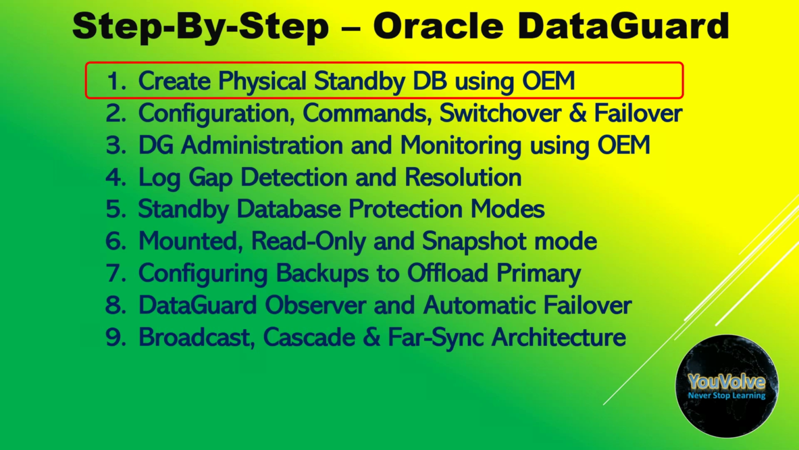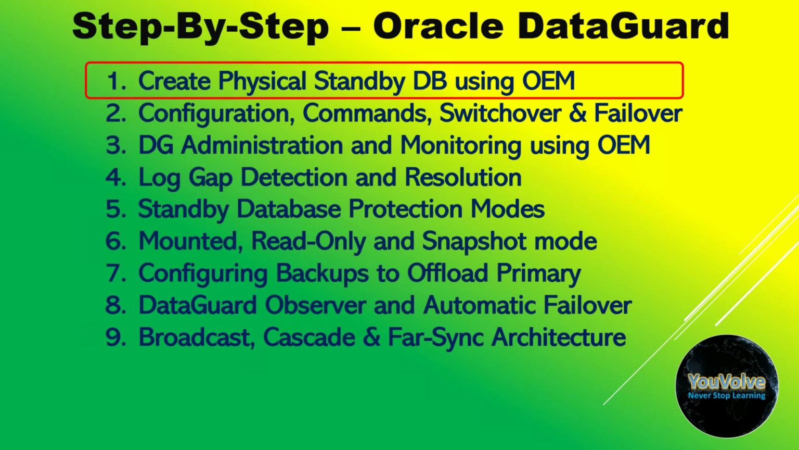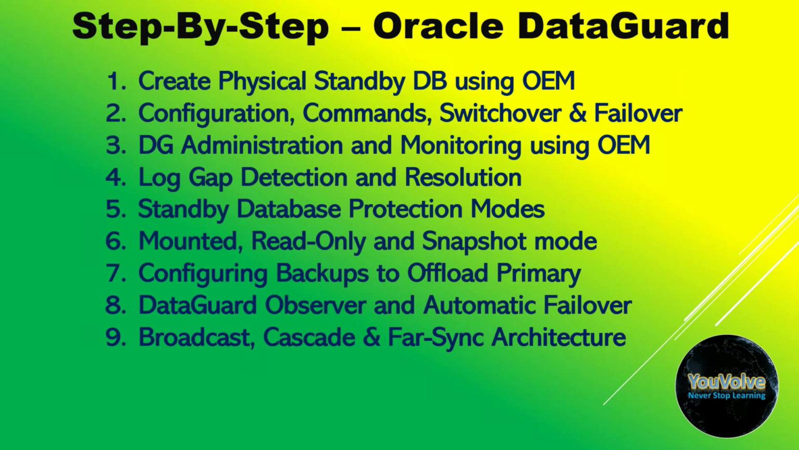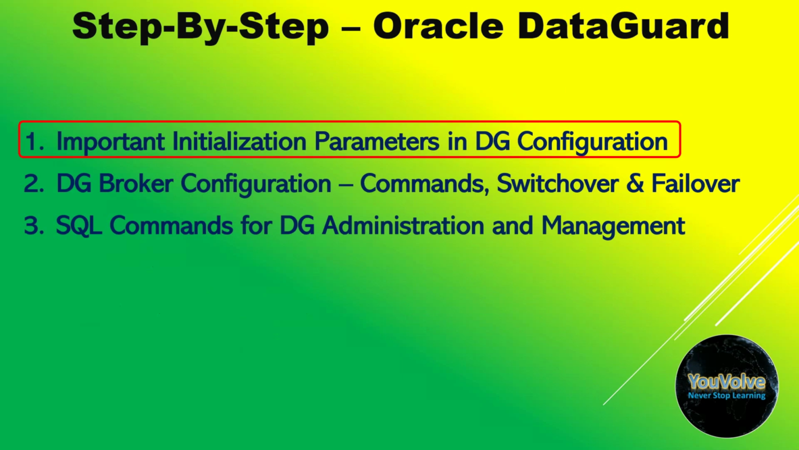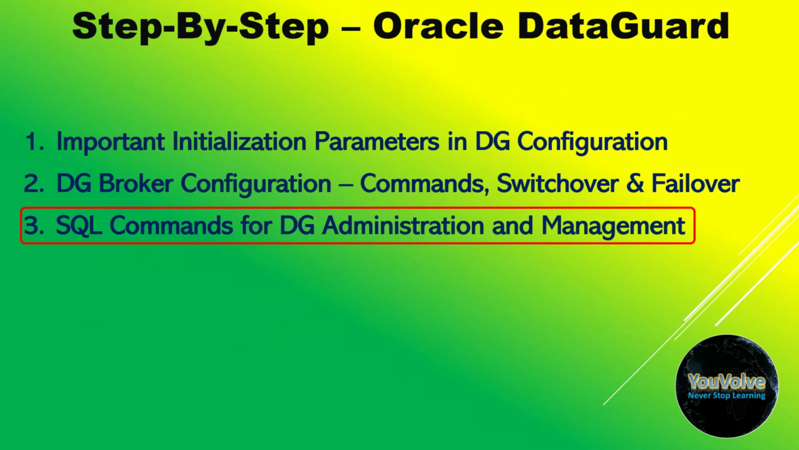In the last part, the physical standby database was created using OEM, which was mostly a quick and automatic process. Most of the things like the initialization parameters, service and listener configuration, DataGuard broker, etc. have been taken care of by OEM automatically, but to effectively administer a DataGuard setup, you must understand how it works. So in this part, first we will talk about the initialization parameters which are used in the DataGuard configuration. Second, we will understand the DataGuard broker configuration and how to do a switchover or failover using DataGuard broker. And third, we will learn a few useful DataGuard broker and SQL commands.